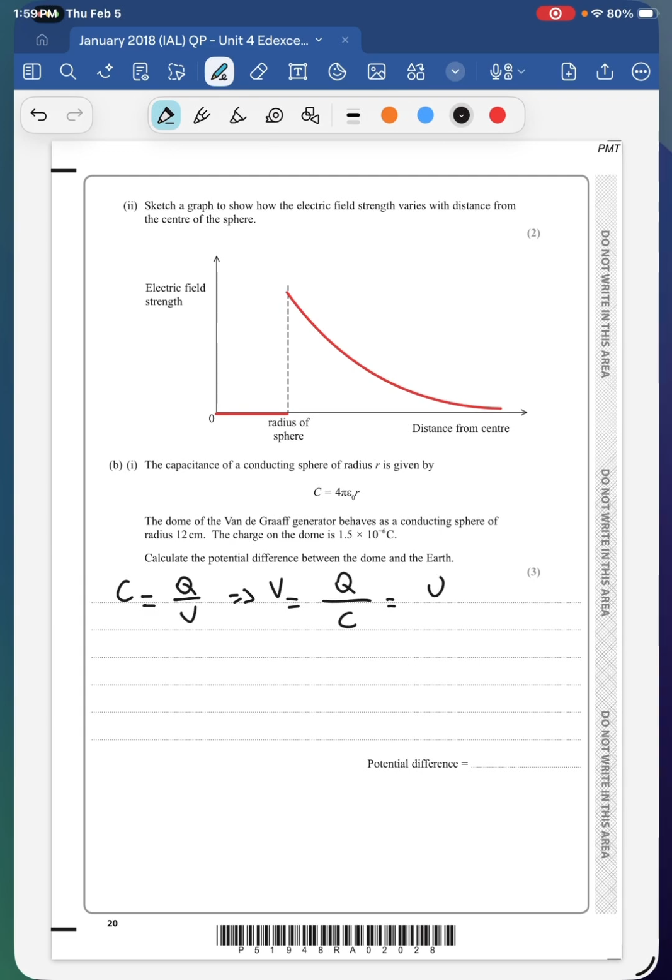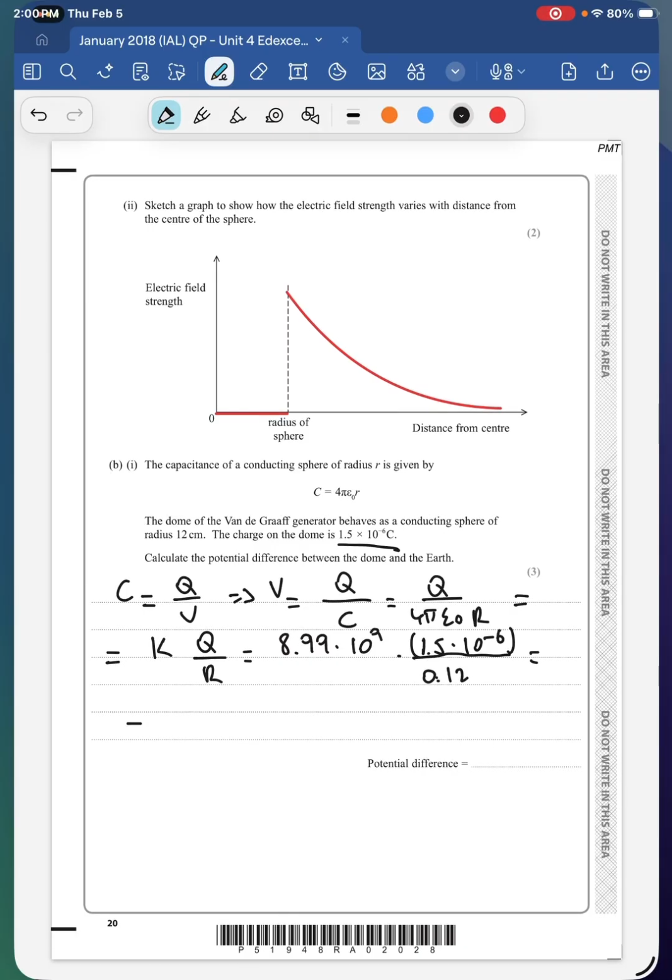So this is equal to Q over 4 pi epsilon naught r, okay? And we can immediately recognize that 1 over 4 pi epsilon naught is k. So kQ over r is the voltage. So we can plug in numbers now, 8.99 times 10 to the 9 times the charge, which is 1.5 times 10 to the negative 6. This is what they told us. And the radius is 12 centimeters, so 0.12 meters.